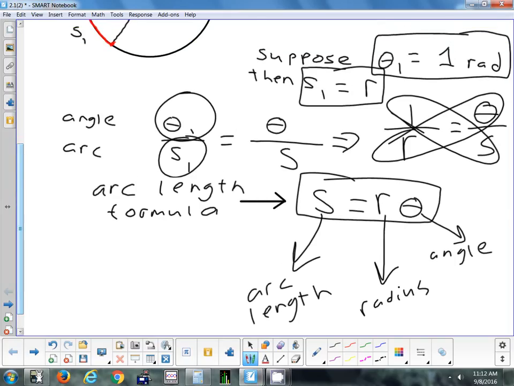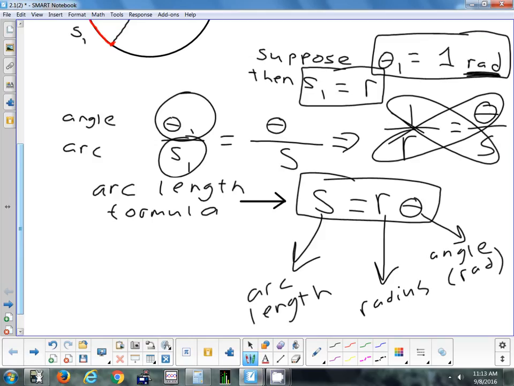Way back at the beginning, what did I suppose? I said that theta 1 was equal to what? 1 what? 1 radian. Okay? So this formula is based on the assumption you're using radians. So if you try to use this formula and you have something in degrees, it doesn't work. Okay? So S equals R theta. There's your formula.